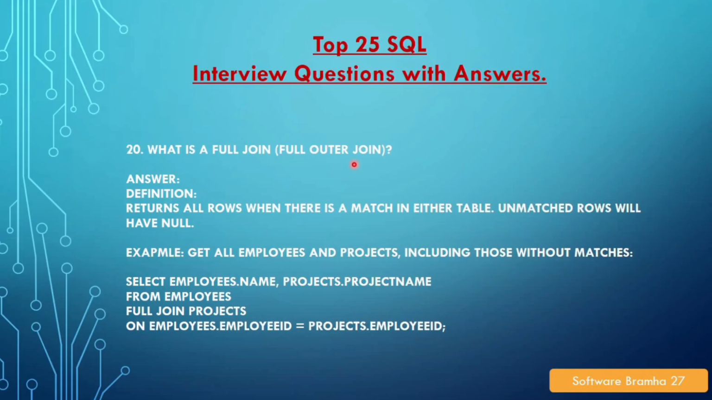What is a full join or full outer join? Returns all rows when there is a match in either table. Unmatched rows will have null value. Example, get all employees and projects including those without matches. Here the two tables, employees and projects, are joined by using full join on their columns employees.employee ID equal to projects.employee ID. Here we will get all the employees as a result and projects including those without matches.